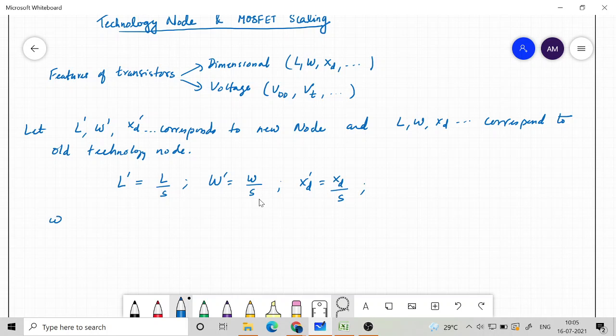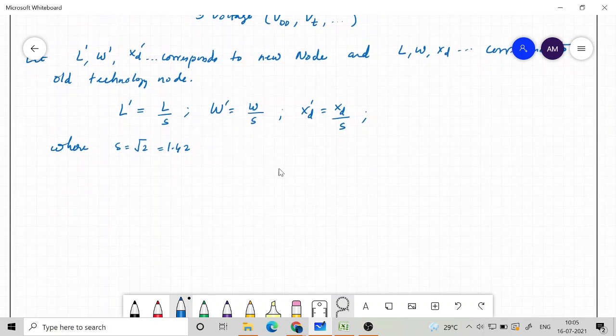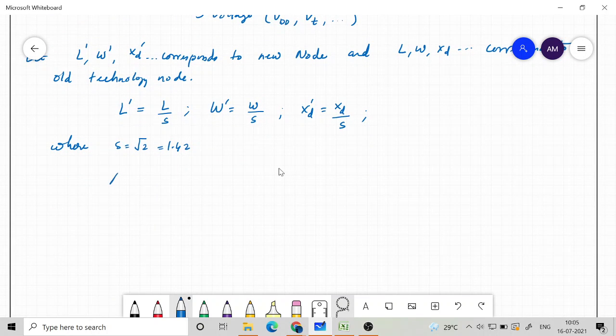Here S is basically root 2, where I am talking about two successive nodes. The new node is the successive node of the earlier node. So S, which is 1.42, is a parameter greater than 1. Why did root 2 become important? That's because of area. A dash is the area of the gate, which gives an estimate of how big the transistor is. A dash is basically L dash into W dash.